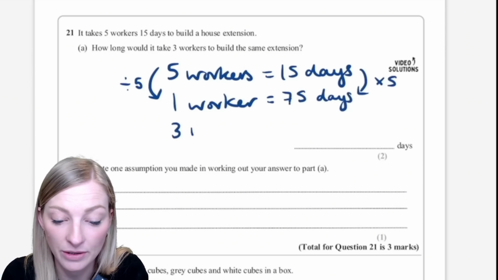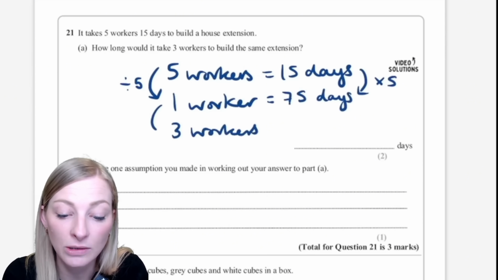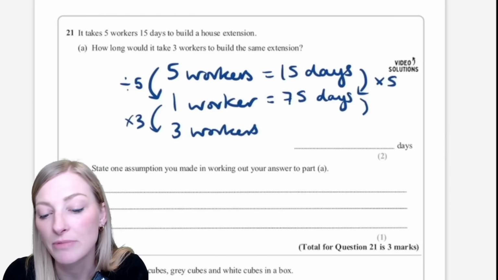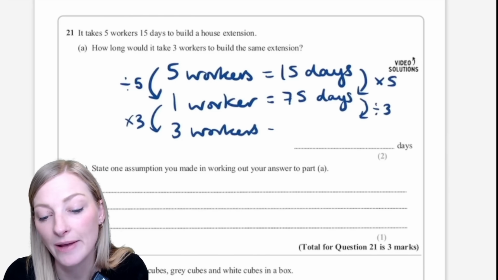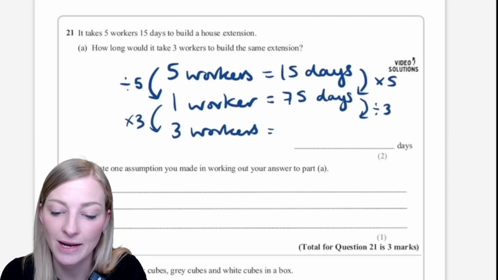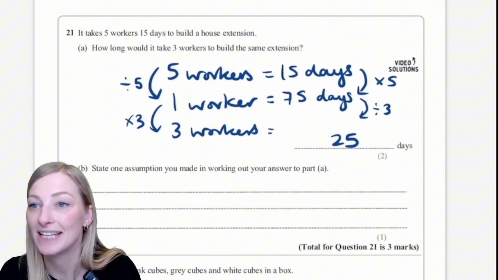Now we've got 3 workers. So if I've now multiplied the number of workers by 3, I'm going to divide the amount of time by 3, and 75 divided by 3 is 25 days.